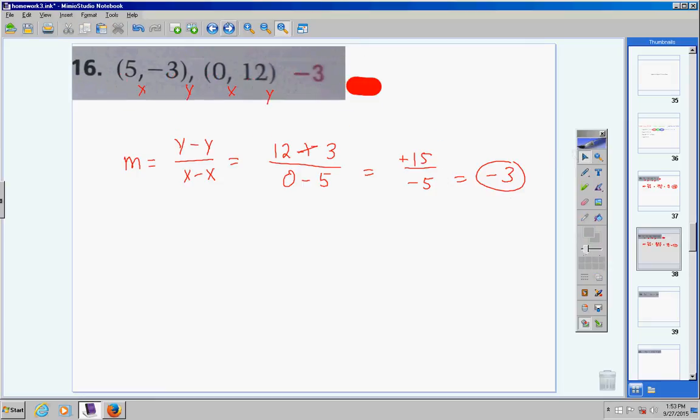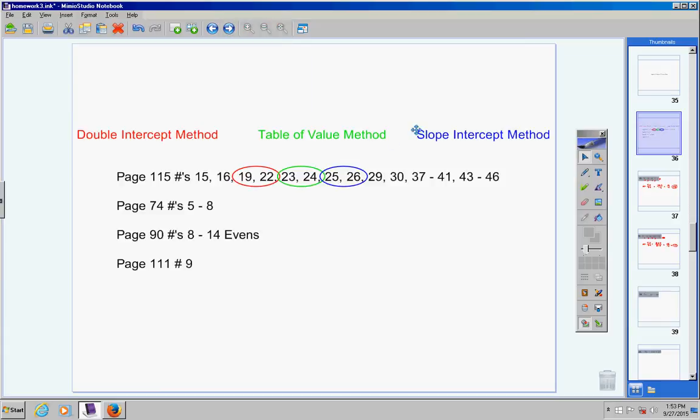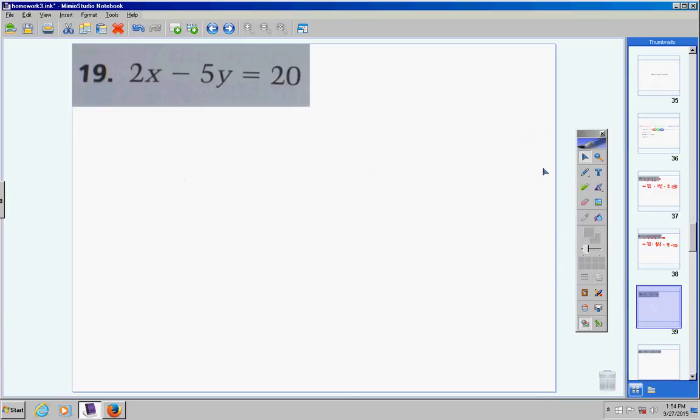Alright, okay, moving on to numbers 19 and 20. Let me go back and look here. Okay, 19 and 22 is double intercept method. 23 and 24, table of values method. Slope intercept is last, 25 and 26. So students, here we go. We're going to graph number 19 using the double intercept method.